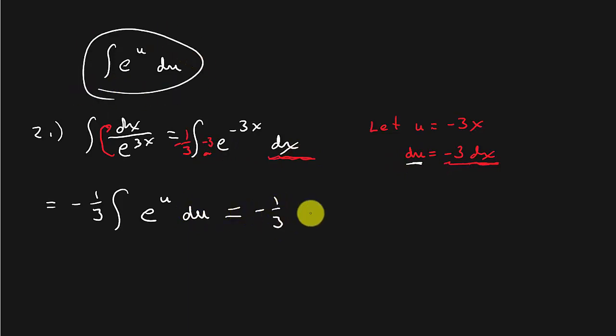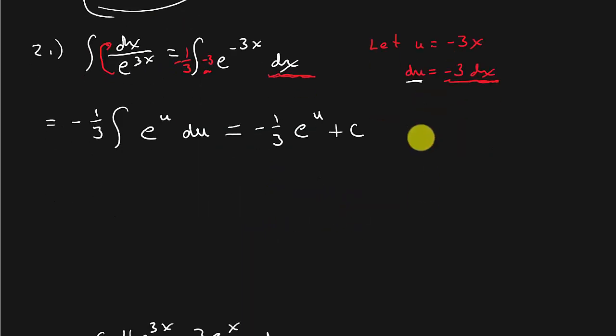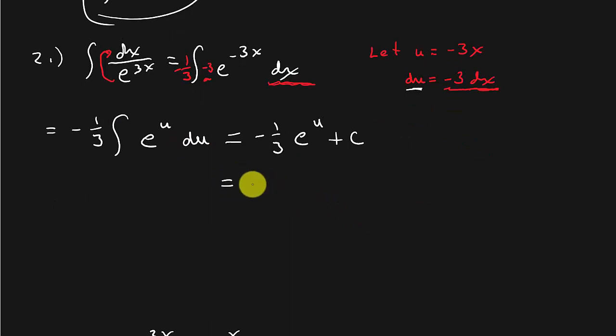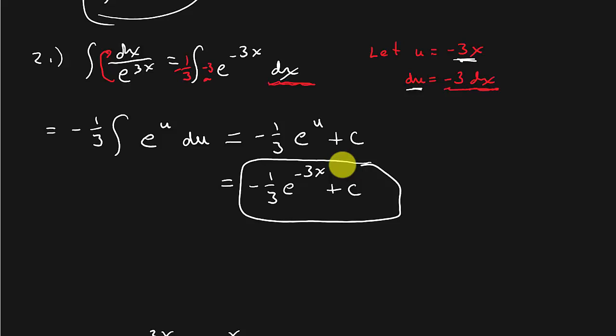So that's negative 1/3 e to the u plus c. Make my substitution back. Plug this back in for u. Negative 1/3 e to the negative 3x plus c. Okay.